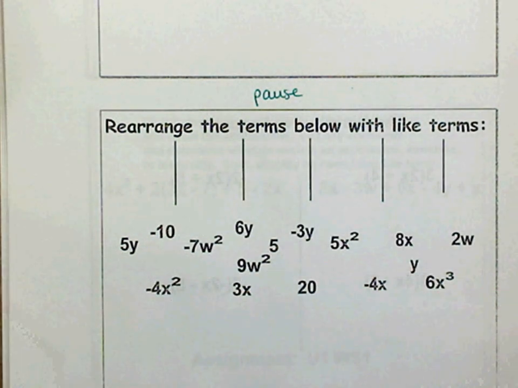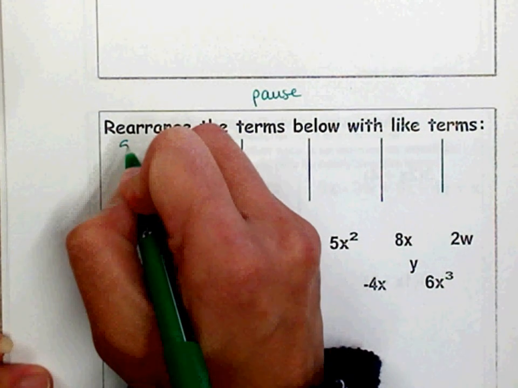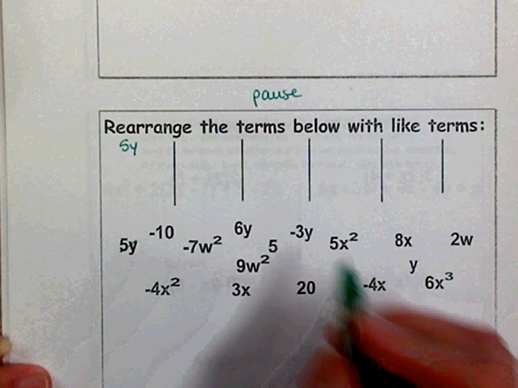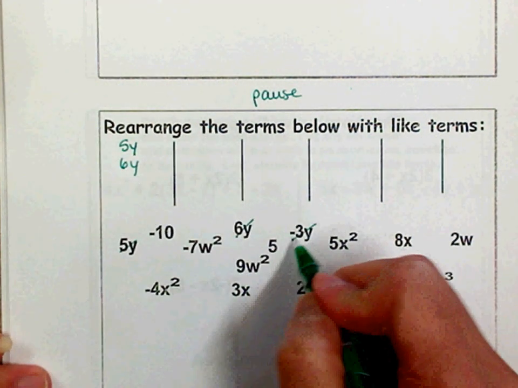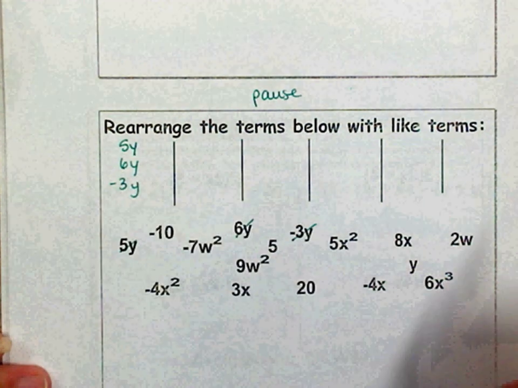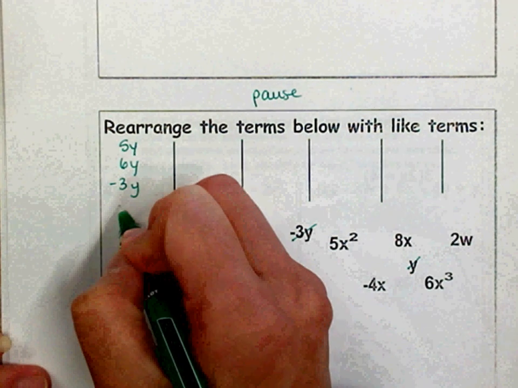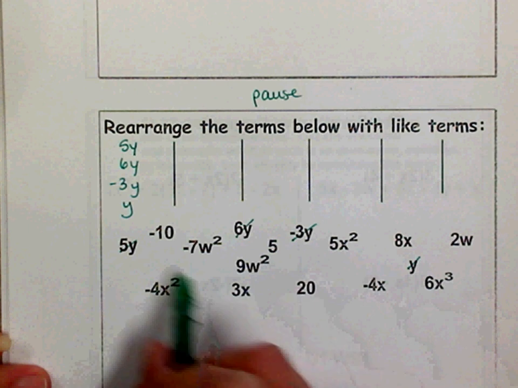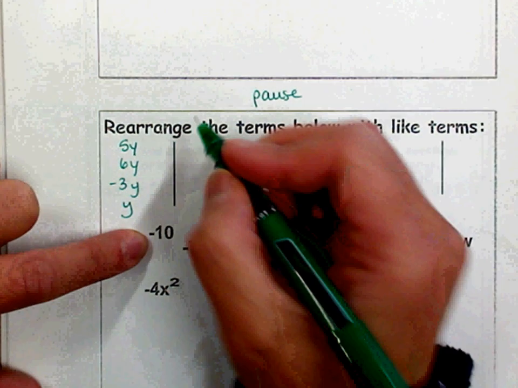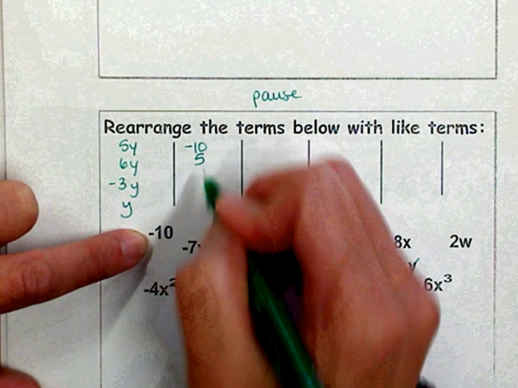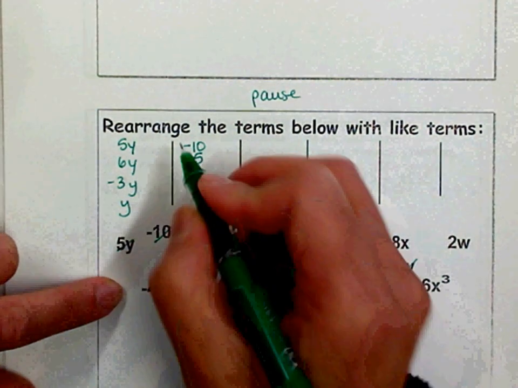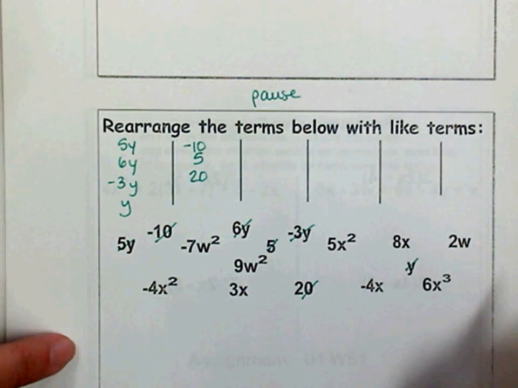Welcome back. So here I have 5y, so I'm going to put it right here. Do I see any other y? Yep. Do you see another y? Yep. Same power, same variable. That's understood, 1y. You can just write y. You see any? No. Next. -10. Do you see any other constant? 5. See any other constant? 20. You see any other constant? Nope. Next group.